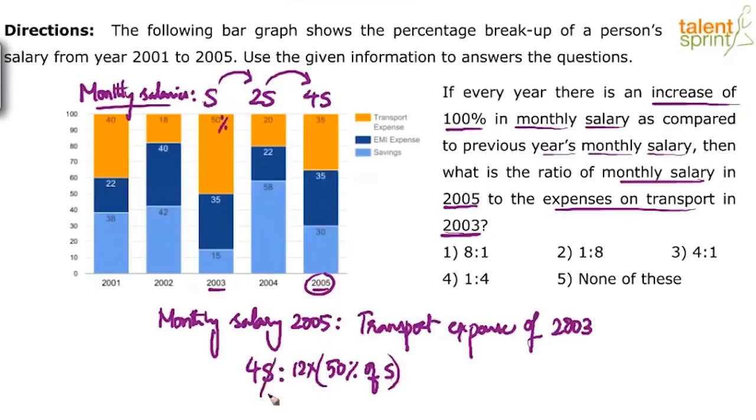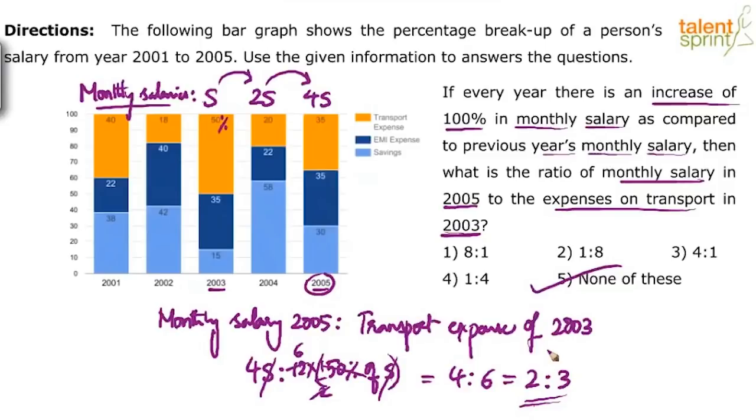So what happens? S and S anyway get cancelled. This 50% is like 1 by 2, right? It's like 1 by 2, 50%, and this 2 here goes 6 times. So basically 4:6, which can be further simplified as 2:3. 2:3 is the final answer, which is option 5, none of these.